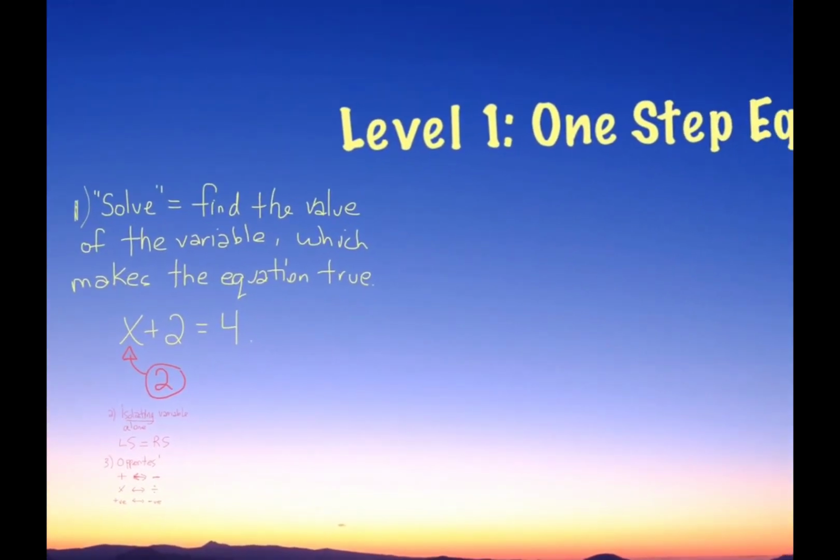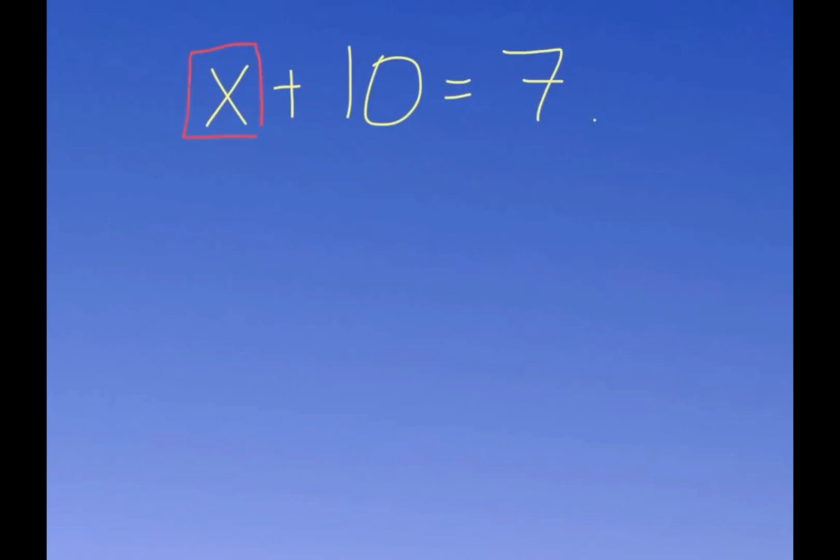Let's start off simple. Let's say we've got an equation x plus 10 equals 7. So here is our variable x. We're going to isolate it by doing the opposite of what's happening around it. Right now 10 is being added to it, so the opposite of that would be to subtract 10.